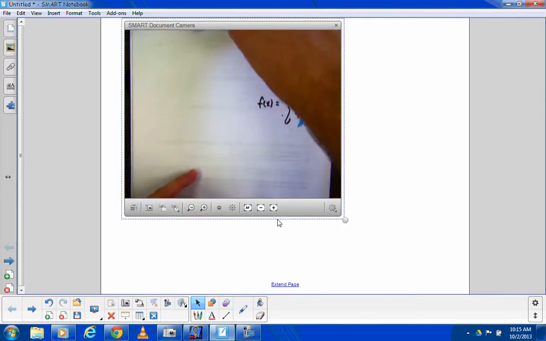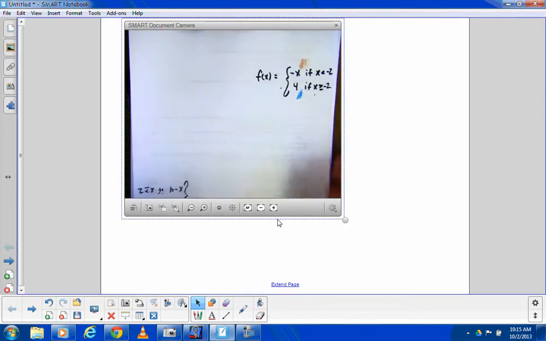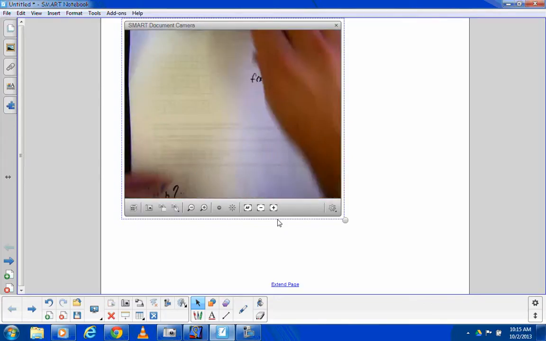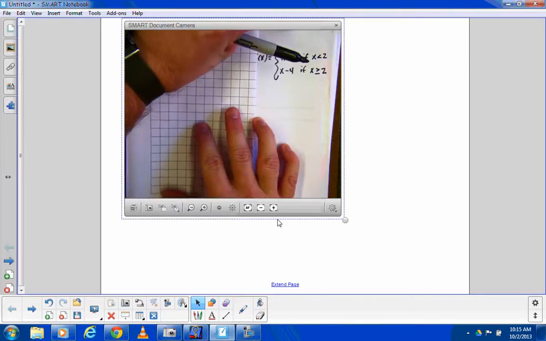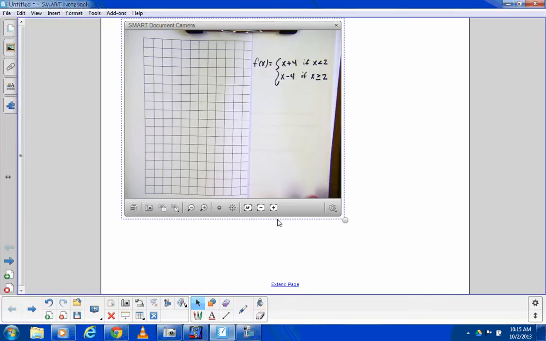All right, let's do this one. Nope, that's the one we just did. This one. Okay, so f of x equals x plus 4 if x is less than 2, and then x minus 4 if x is greater than or equal to 2. All right, so let's go ahead and get our boundary idea out of the way. Now this time I'm not going to color code it. Okay, let's see if we can do it without that part.